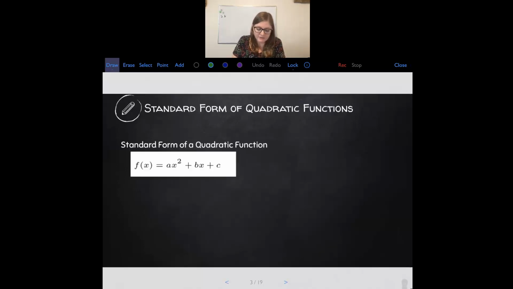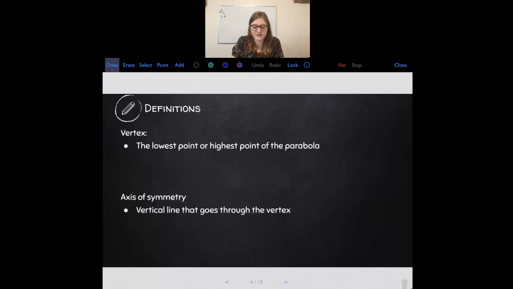Okay, so remember, standard form of a quadratic function is f of x is equal to ax squared plus bx plus c, and of course a cannot be 0 or else we don't have our x squared term. Definition, so the vertex is the lowest or the highest point of the parabola. The axis of symmetry is the vertical line that goes through the vertex, and we'll see this in our next couple of examples visually.